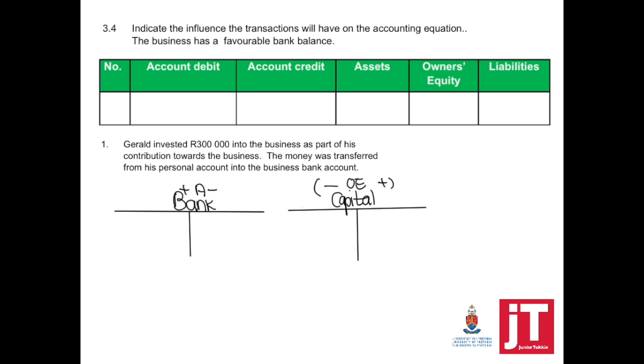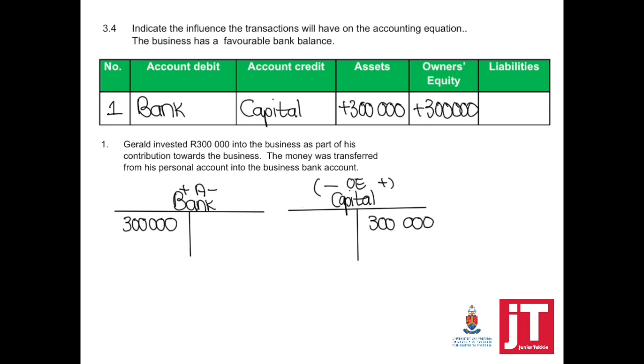Bank is classified as an asset, which means my assets will increase if the business receives money. We have a favorable bank balance. Why did our bank balance increase? Because of capital. That will have a positive effect on the owner's equity. So now we can complete this on the table: account debit, bank; credit, capital; assets plus 300,000, owner's equity plus 300,000. Nothing happened with your liabilities.